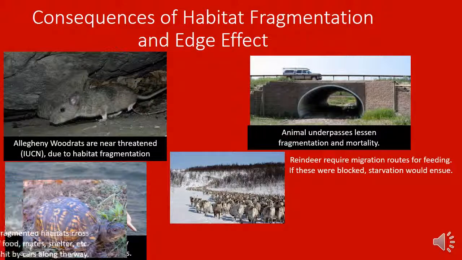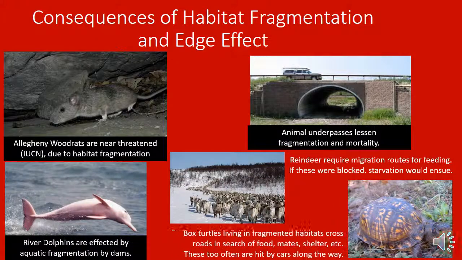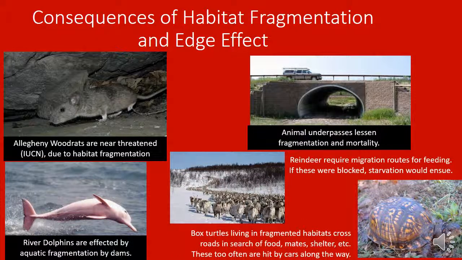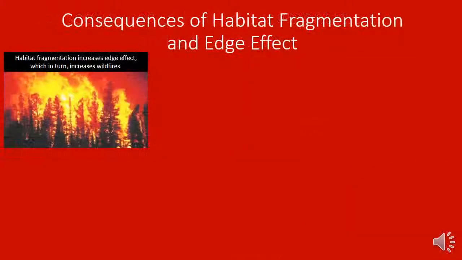They would die from starvation. Box turtles that live in fragmented habitats look for food and mates and that sort of thing. So they're going to cross the road, and then they're going to get hit by a car, increasing their population. So what are some more consequences of this fragmentation?